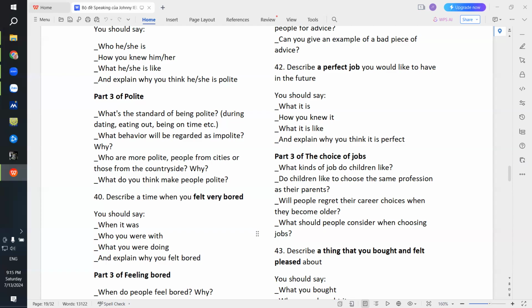Okay, very good. Now, so Miss Trúc, what do you think? Do children like to choose the same profession as their parents? For me, this concept should be eliminated because it's an outdated belief. Children should choose the job that they really love. Not because choosing things that the parents do, you know.